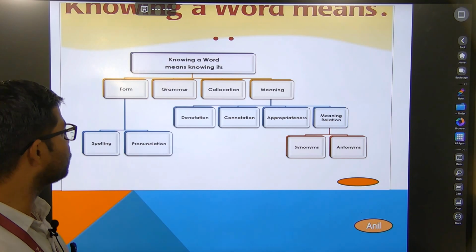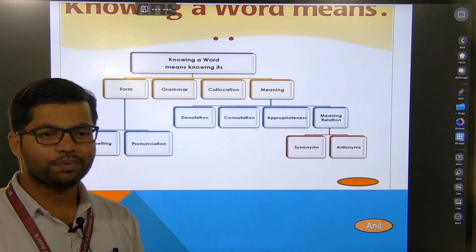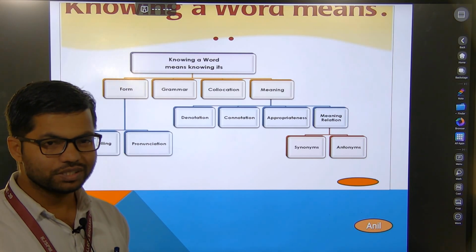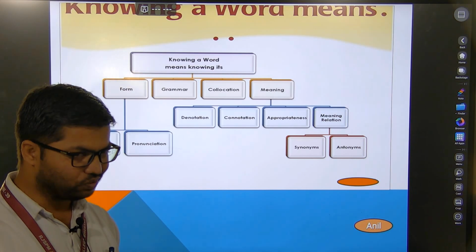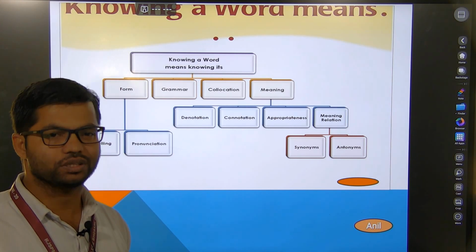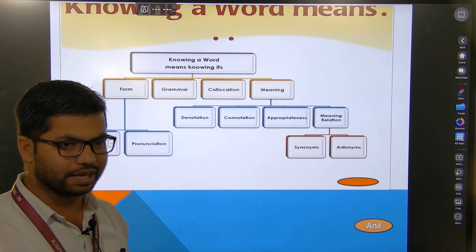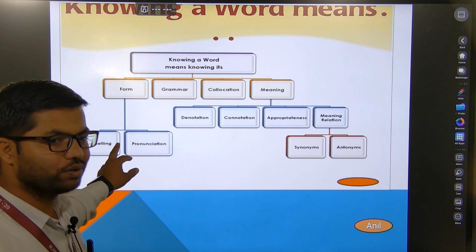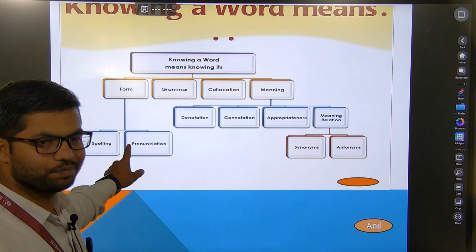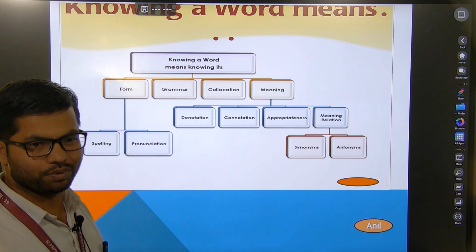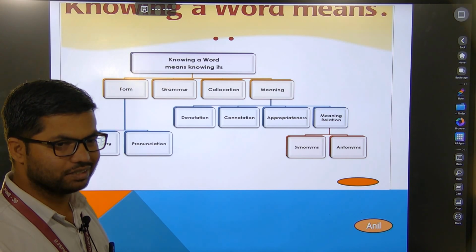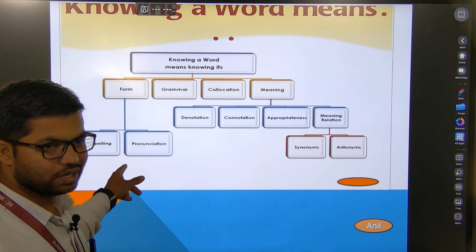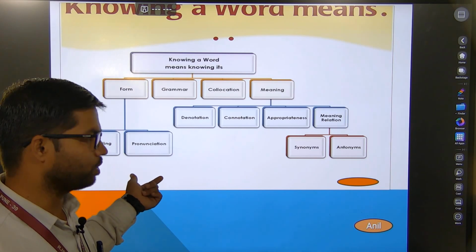So, knowing a word means what? We are already familiar with these terms, words, but what does knowing a word mean? Because just knowing the meaning is not knowing the word. There are so many aspects like this. Its form is also very important. You should know the spelling, and when we consider the English language, pronunciation is a very important part, because English is a stress-timed language. It's a sound language. So, we have to understand the pronunciation of the specific sounds.